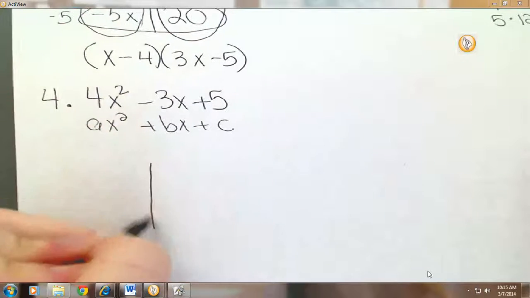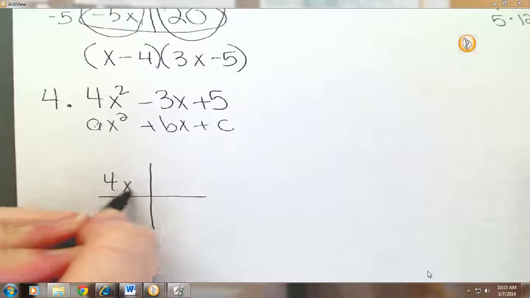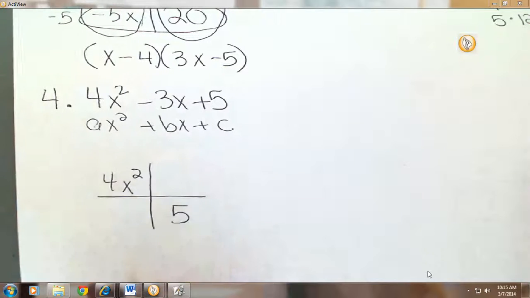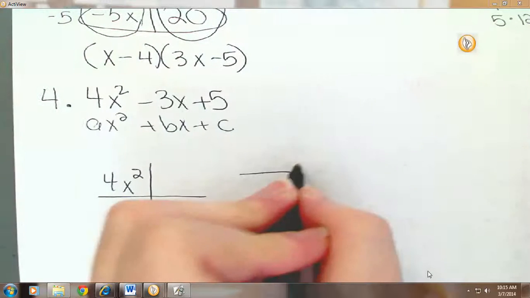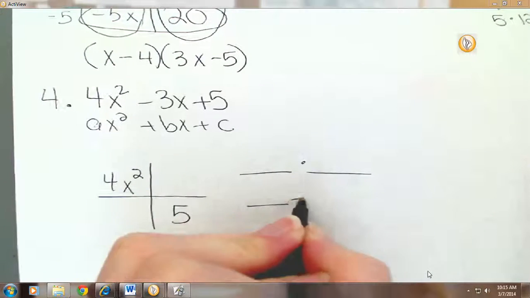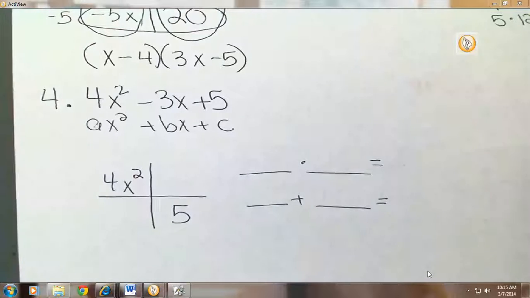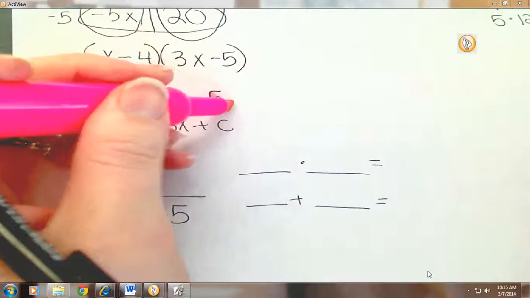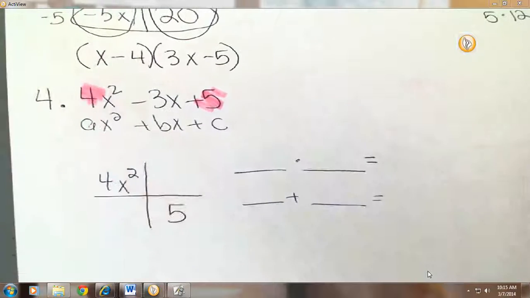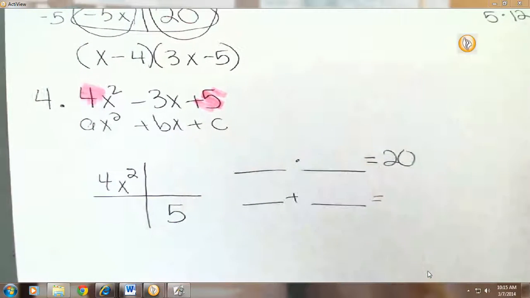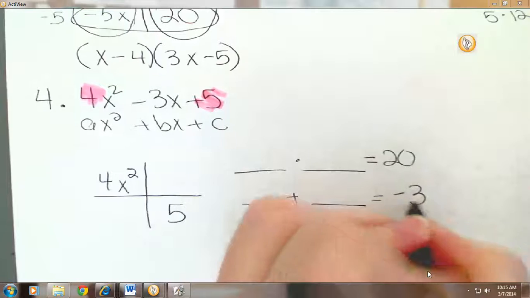Okay, so set up our box. We have 4x squared and 5. What do we want these factors to multiply to? 20. How did we get 20? 4 times 5. We wanted to add or multiply to 4 times 5, 20. And then we wanted to add to what? Add to negative 3.